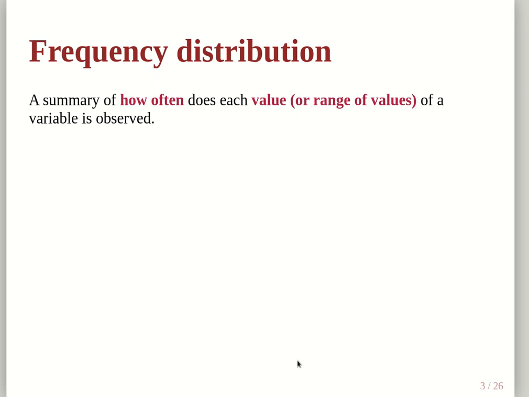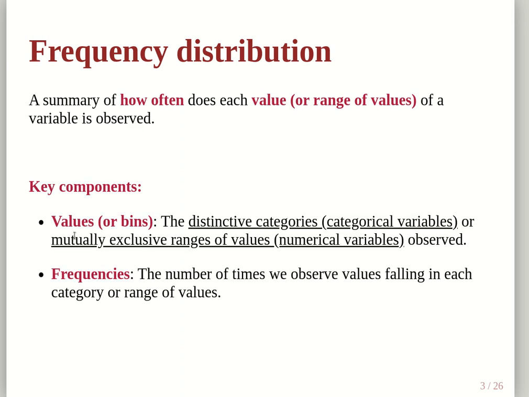We're going to start by talking about frequency distributions, which provide a summary of how often or how frequently a given value in a variable is observed. So frequency distributions are going to be composed mainly of two bits of information. First, we're going to have to identify what are the values that we observed for a variable. And here we're going to make an important distinction.